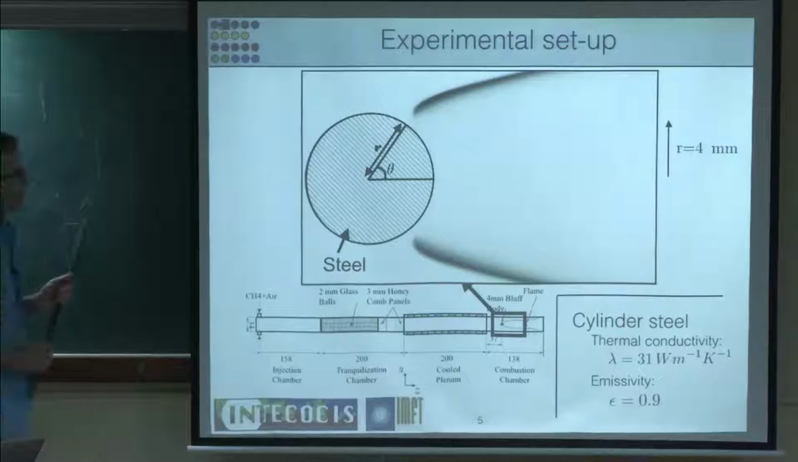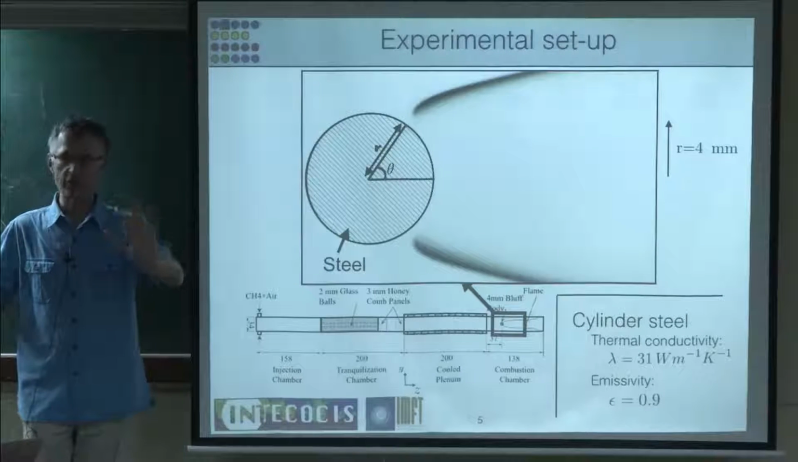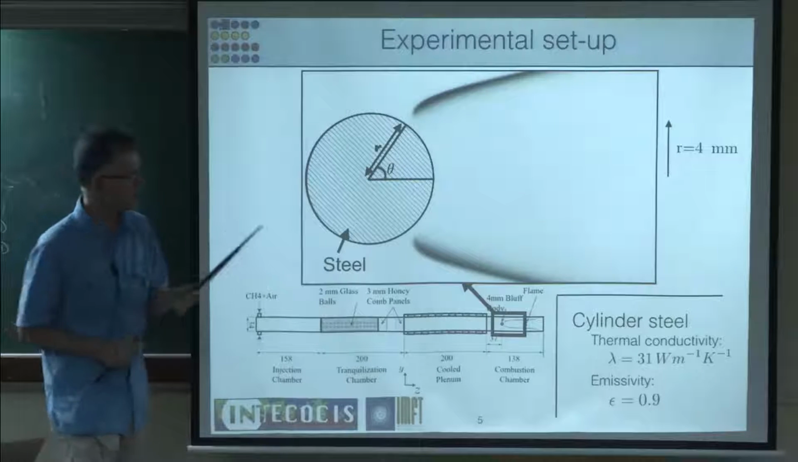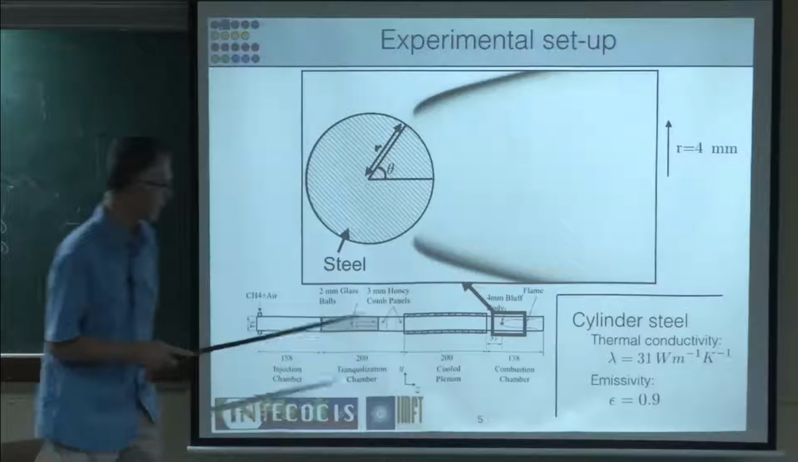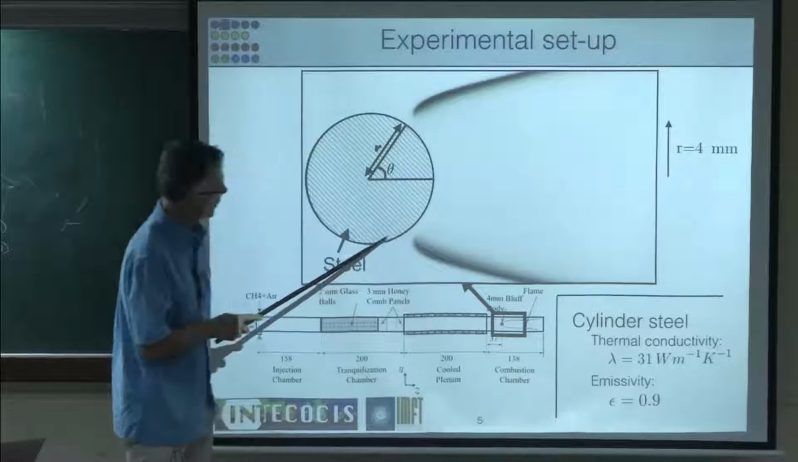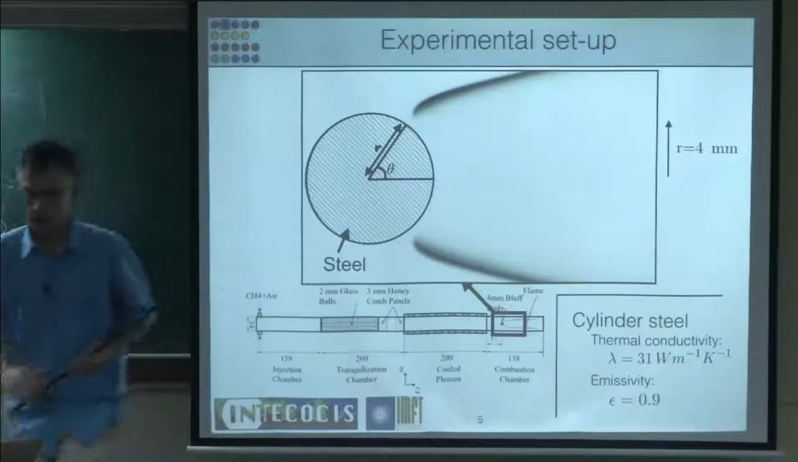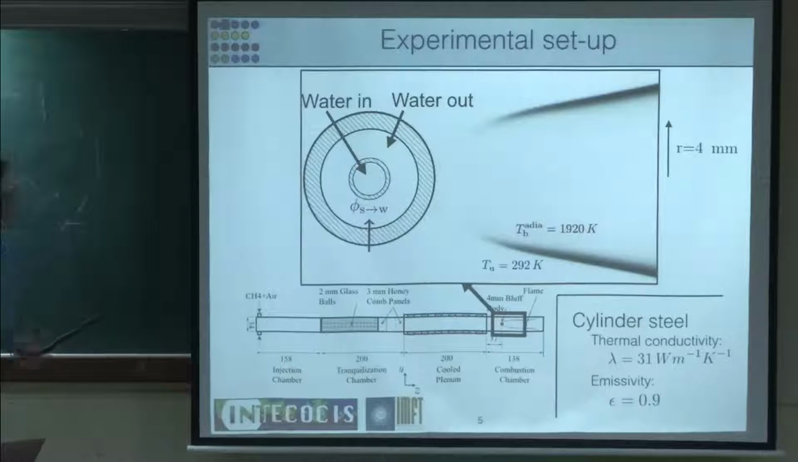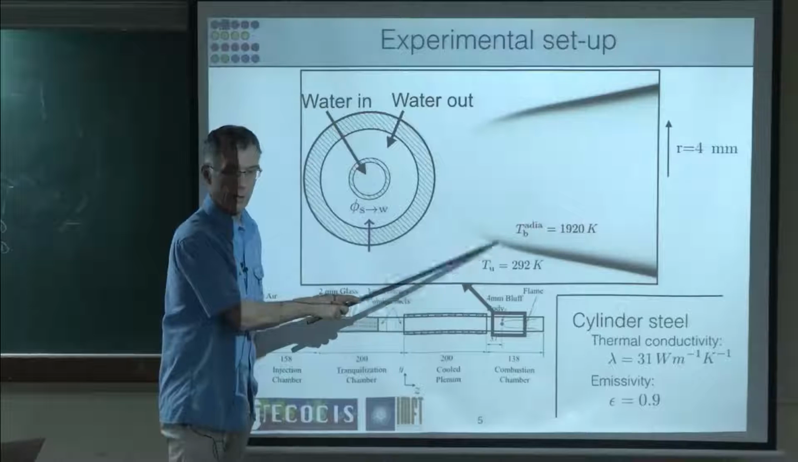Everything I'm going to show you, we have done DNS and experiment side by side, so we know exactly what's going on. This is a view of the OH radicals here, or maybe it's CH. I'm not sure. We need to check, but anyway, it's the flame position. And you see that the flame position here is exactly at that point. When we looked at the previous one, that was the same information, you see here that the flame is much further away from the cylinder.